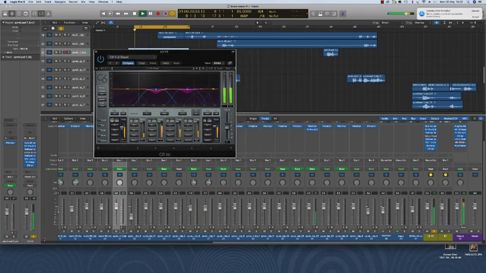And then you solo the frequency. I feel it really sounds good underneath the music.